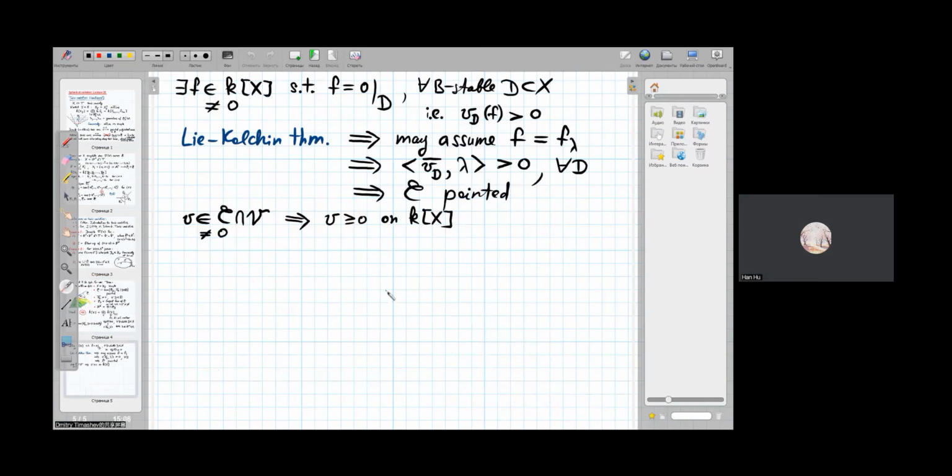So we have this. And now let us do what we already did in a different situation. Let us consider the set of those functions on which the valuation V takes strictly positive value. This will be an ideal, so let me denote it by J.